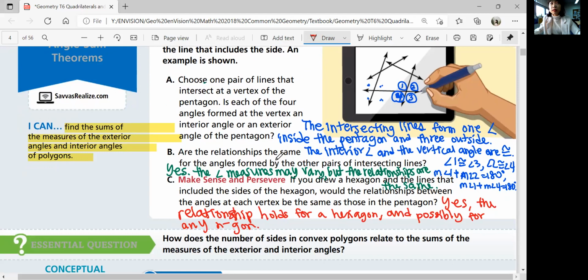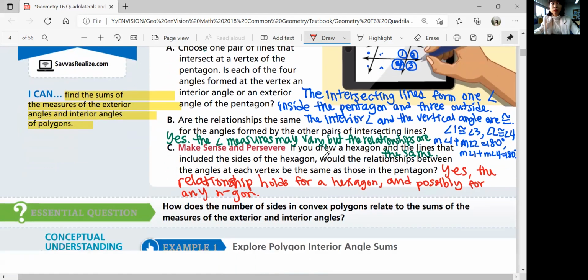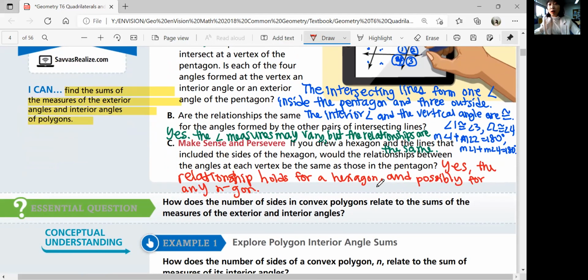All right, so in this lesson, we'll think about how the number of sides in convex polygons relate to the sums of the measures of the exterior and interior angles. So convex polygons are the polygons that we looked at right now. Concave polygons would have different angles, with sides that go into your polygon, but convex polygons would all have interior angles less than 180 degrees. Okay.